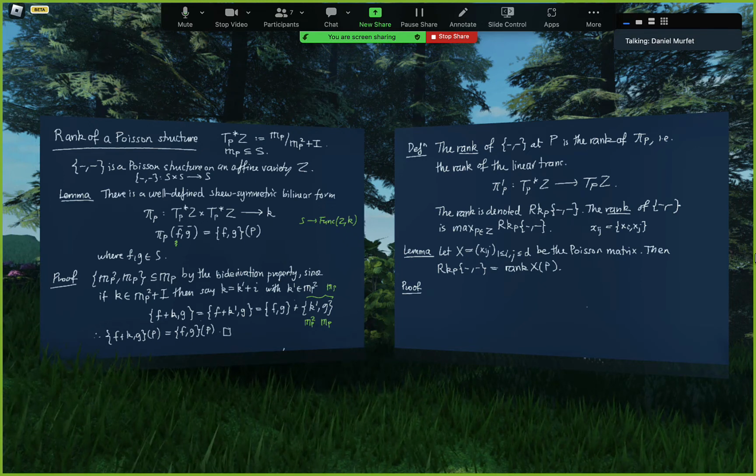So maybe it's good to explain why these two things are the same. They're not obviously the same, I guess, right? Okay. Now, by definition, the cotangent space is spanned by the equivalence classes of the xi minus the pi's.